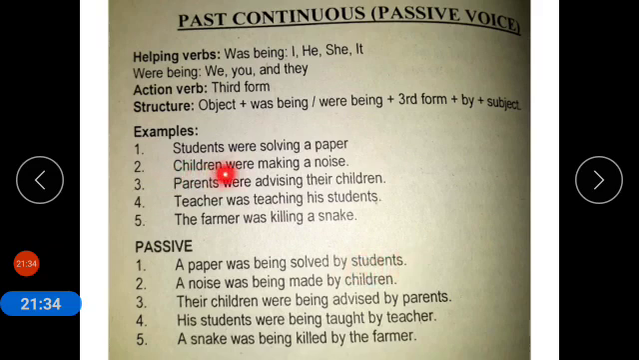Second one is: children were making a noise. First of all, we will change subject into object and object into subject. A noise, then we will use the helping verb according to our subject. A noise was, then the third form of verb, made, by children. A noise was being made by children.